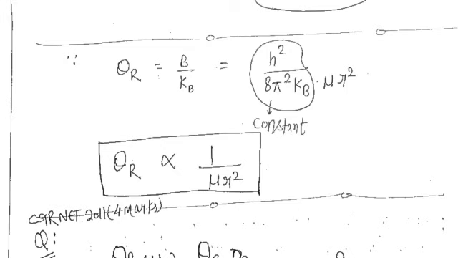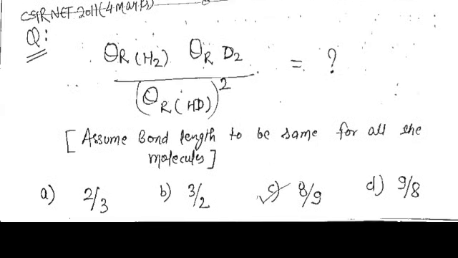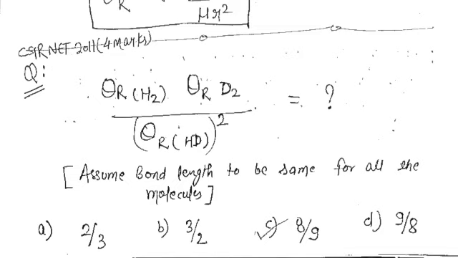I have a question from CSIR NET 2011. It is a 4-mark question, and it's shown to you. The question is: theta r for H2 into theta r for D2, upon theta r for HD, whole square, is equal to question mark. HD is one hydrogen and one deuterium, a molecule. The question has asked us to find the value of this expression.